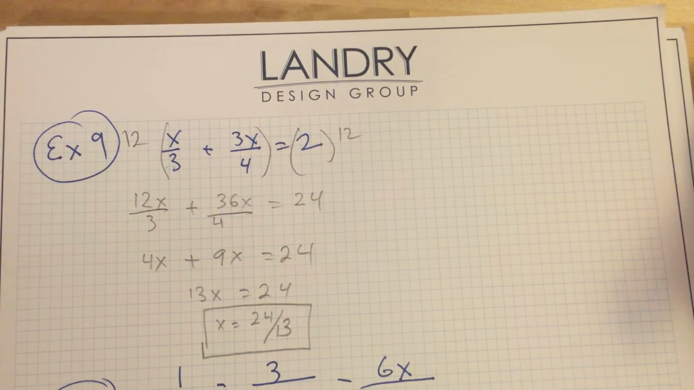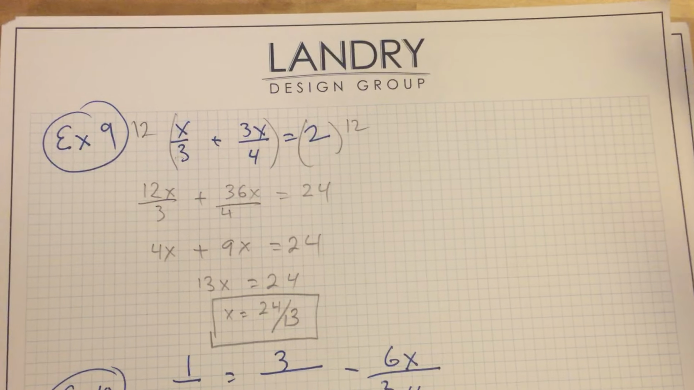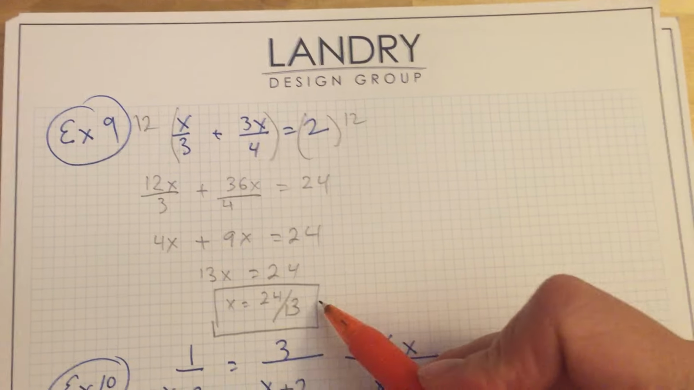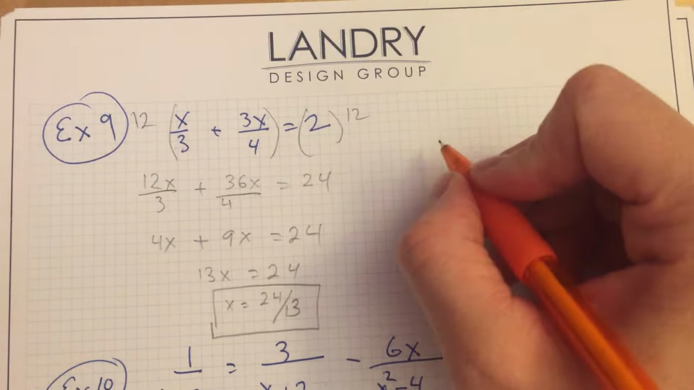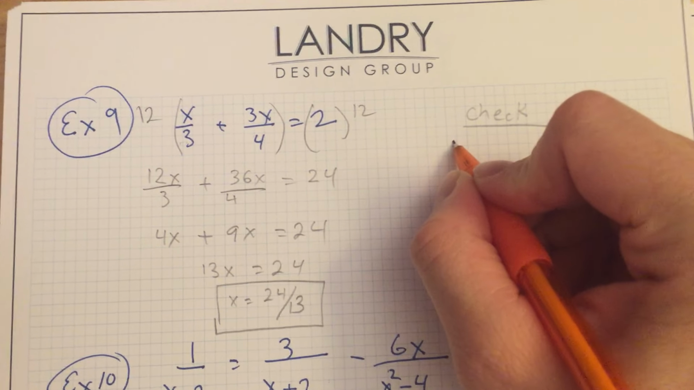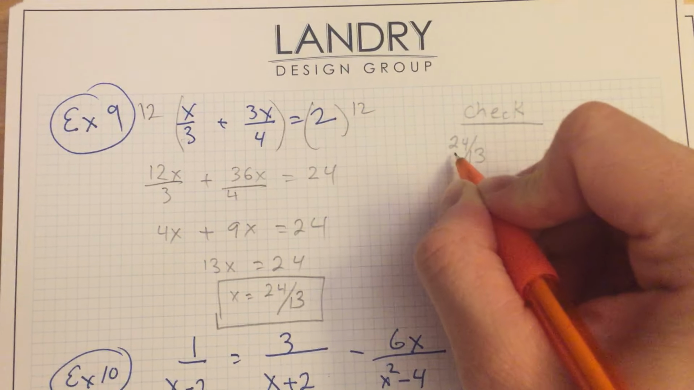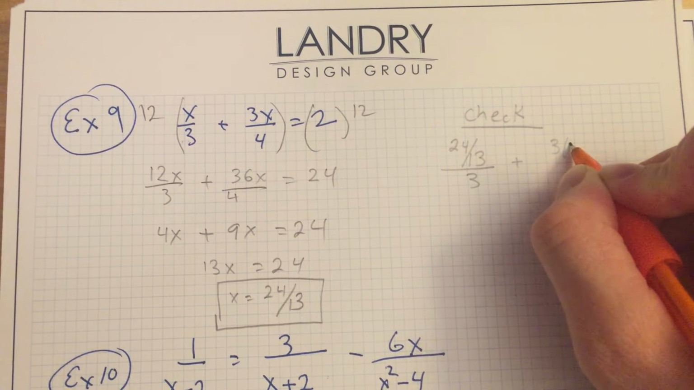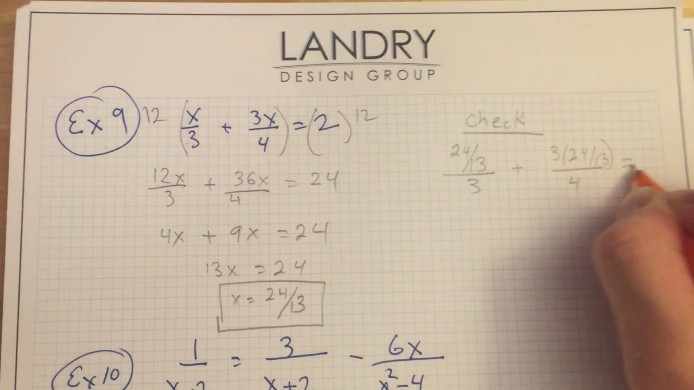Okay. It is important to check our work to make sure, especially with these longer problems that you're going to be seeing, we want to make sure that our answer makes sense, okay? Yes, you will get answers that have fractions in it, okay? So let's check our work. So everywhere I see an x, I'm going to put a 24 over 13. So 24 over 13 divided by 3 plus 3 times 24 over 13. Divide that by 4 is equal to 2.